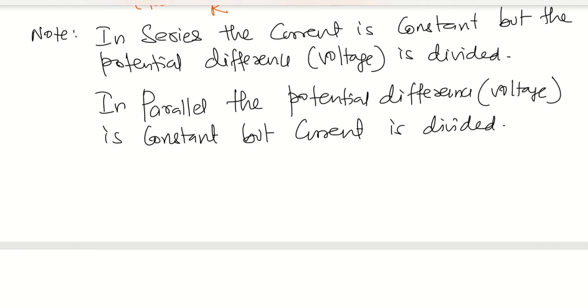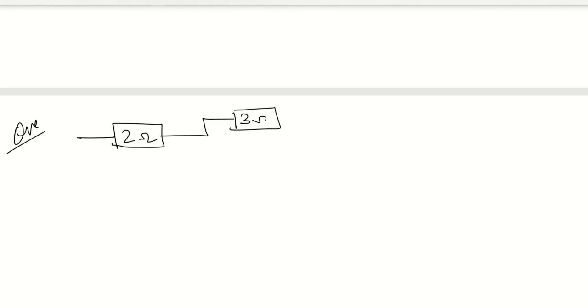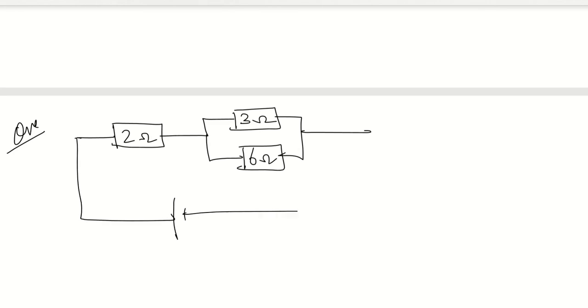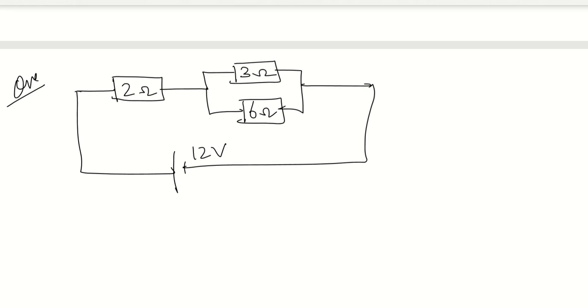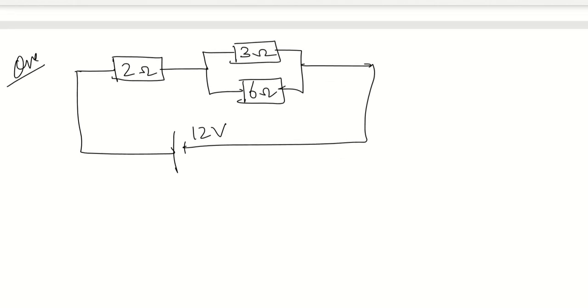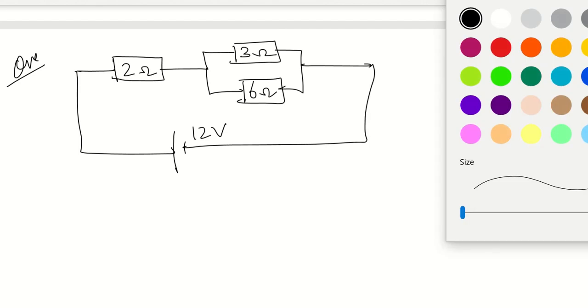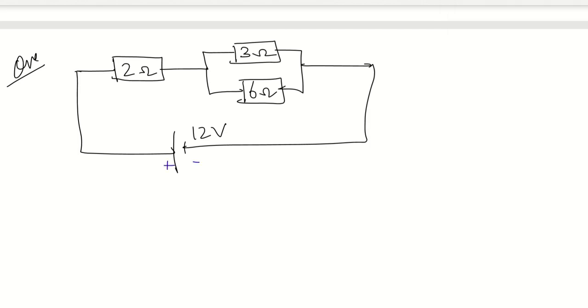Now let us do some questions here and then we will understand. So let's say we solve a circuit here. So we give you 2 ohms and then we give you 3 ohms and then we give you 6 ohms. And then we tell you that this is connected with a cell of 12 volt. So what can we do with this question now? Let's see. What's the direction of the current first? We have to see that. This is positive and this is negative. So the direction of the current is from positive, like this, like this, like this.